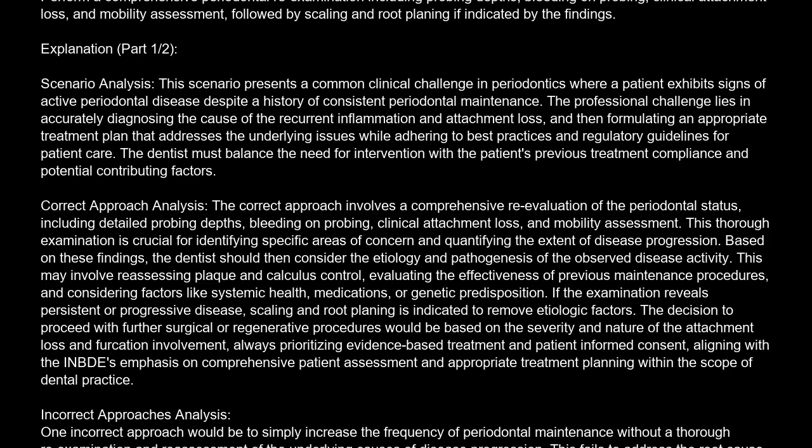The correct answer is A. Perform a comprehensive periodontal re-examination including probing depths, bleeding on probing, clinical attachment loss, and mobility assessment, followed by scaling and root planing if indicated by the findings.